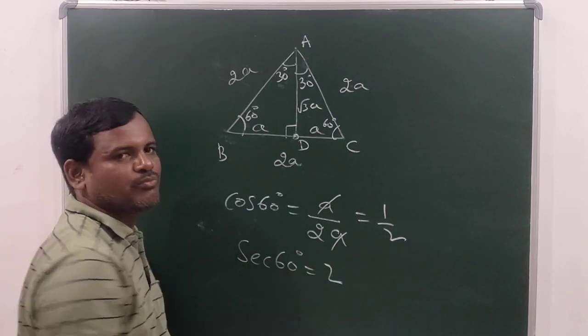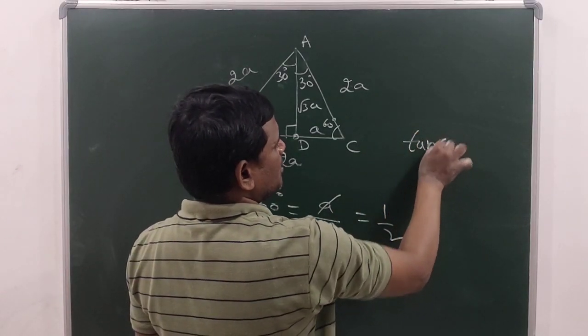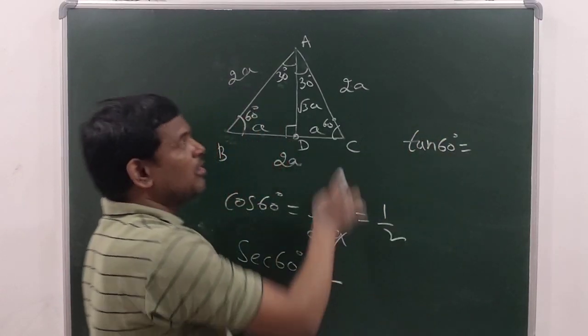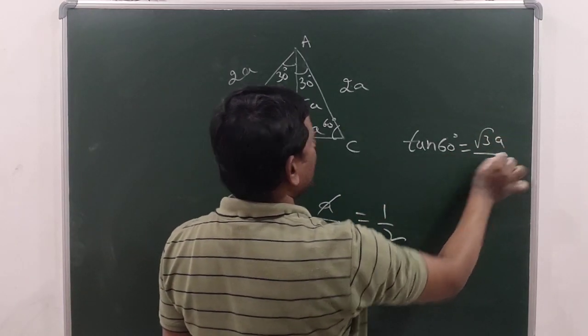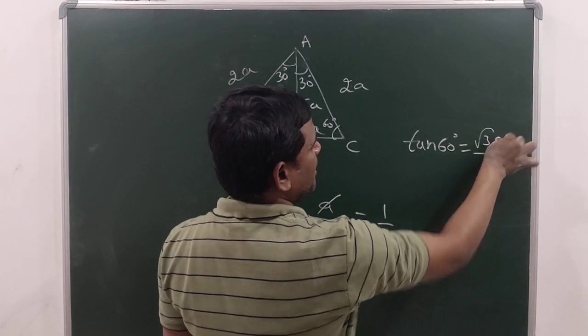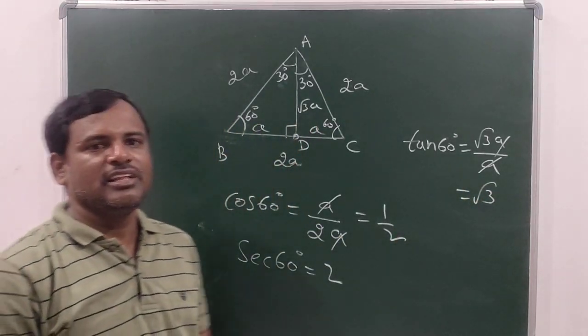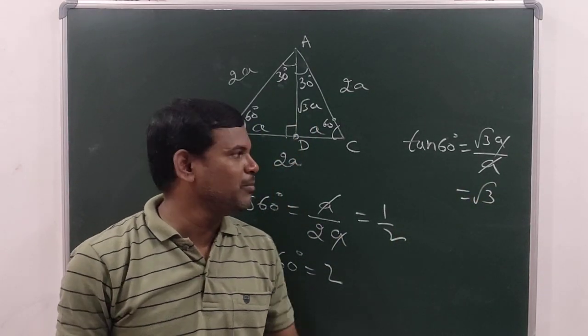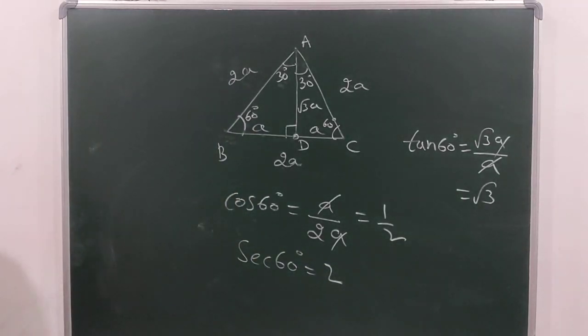Then secant 60 will be how much? The reciprocal of this, 2. Similarly, suppose you want tan 60 degrees, what do you have to do? Opposite by adjacent, so root 3a by a. A cancels, root 3. Tan 60 is root 3. Then cot 60 will be 1 by root 3. Right. Next, let us go to 45 degrees.